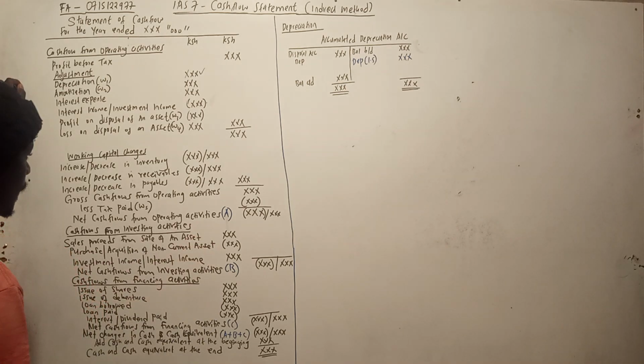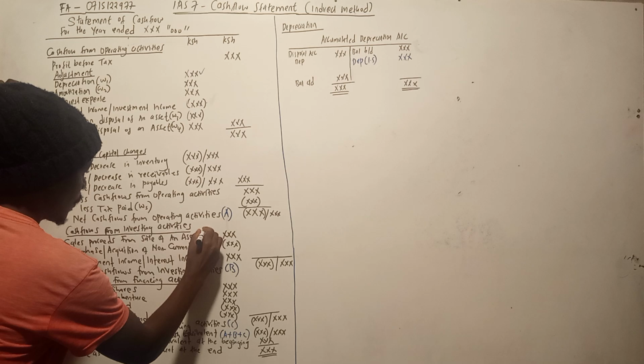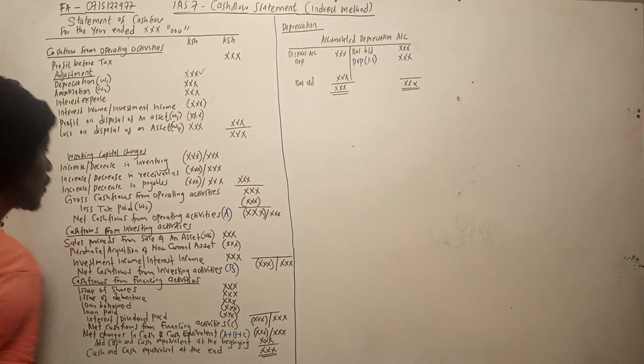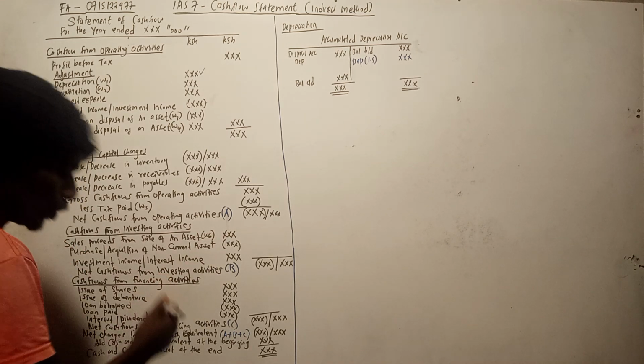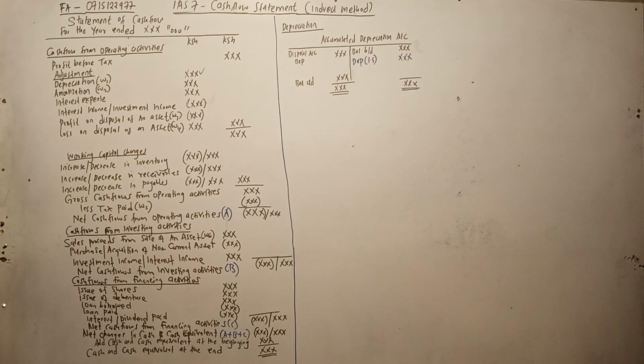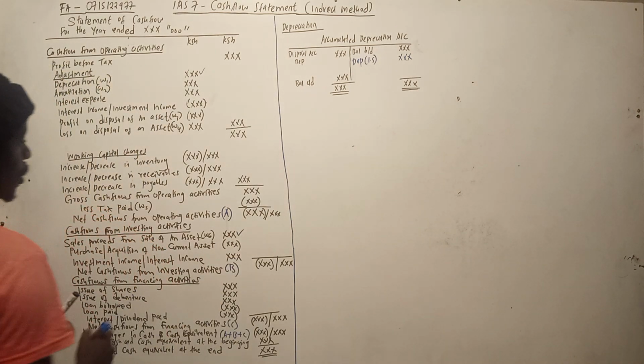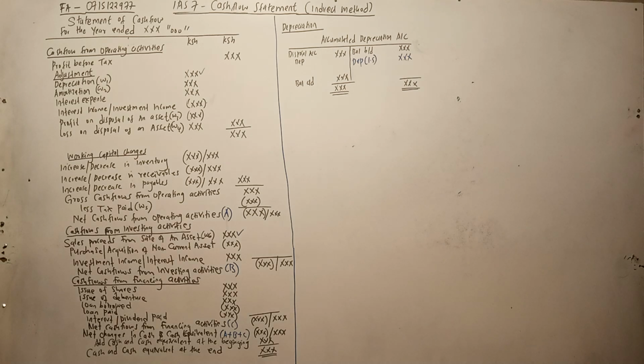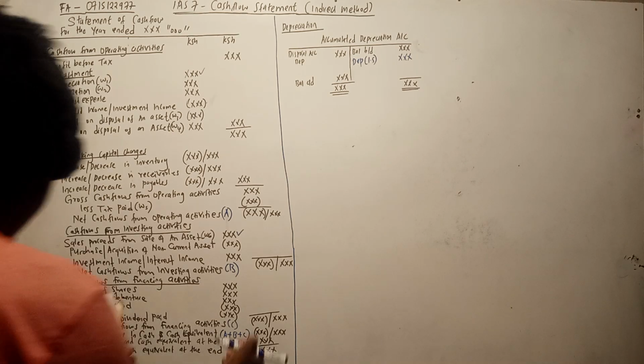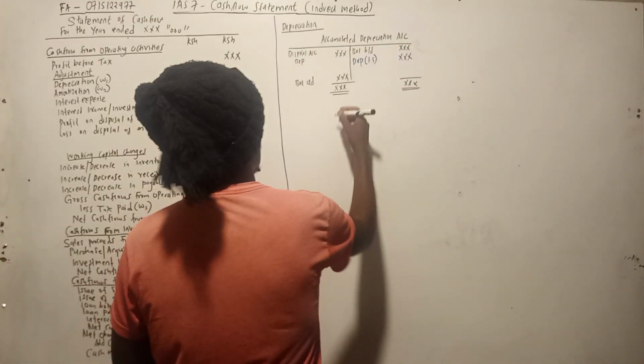Let's call it working six. Now for working six, you need to know how to prepare the sales proceed. So how do you prepare the sales proceed? That is how you prepare the sales proceed. So you need to prepare the disposal account.